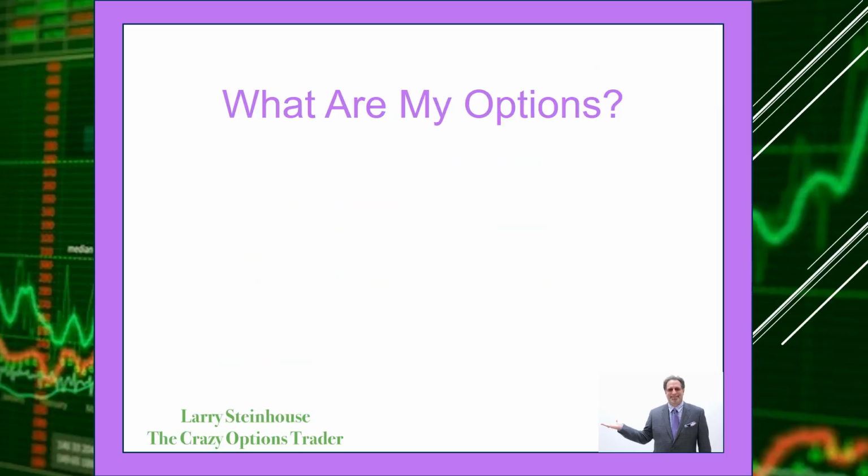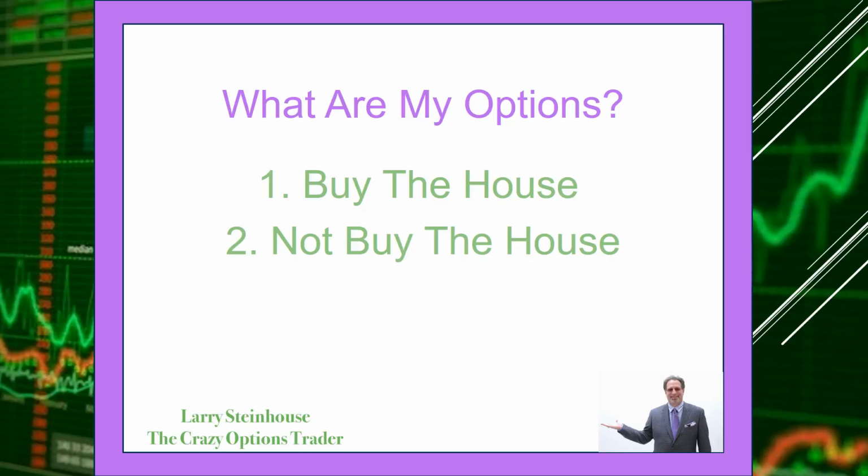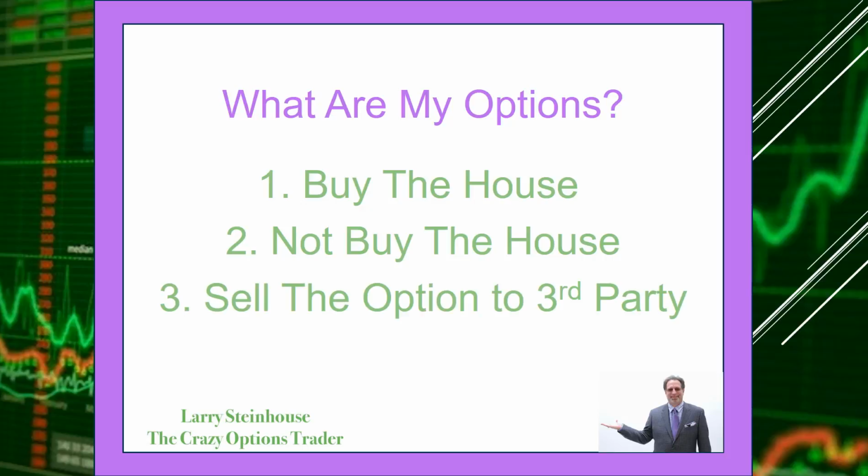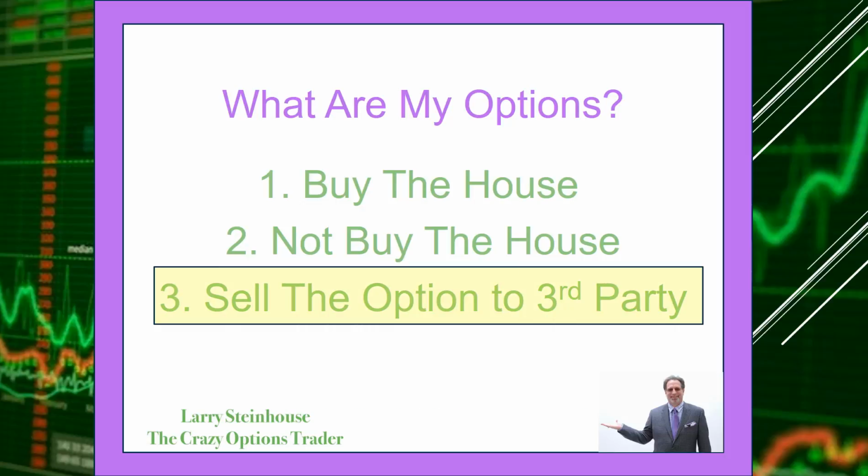Okay, what are my options? First of all, anytime during the 3 years I can buy the house. Anytime during the 3 years I cannot buy the house. That's literally what the option is. Buy it or not buy it. Now, here's the other option, which is sell the option, or the other choice. I hate using this word option over and over again. So the other choice is sell the option to a third party. In fact, this is how I make money in stock options. I sell my option to someone else.